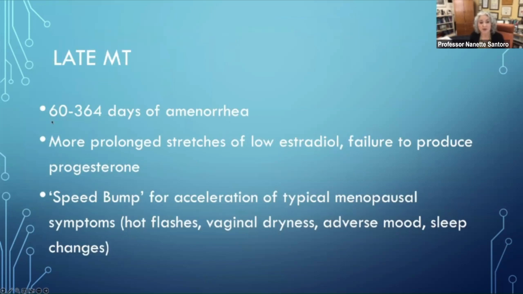By the late transition, cycles are stretching out. Estrogen is lower more than it is high, and anovulatory cycles seem to happen more frequently. So this is the speed bump where symptoms really accelerate. So even though they may start in the early transition, they're likely to get worse.